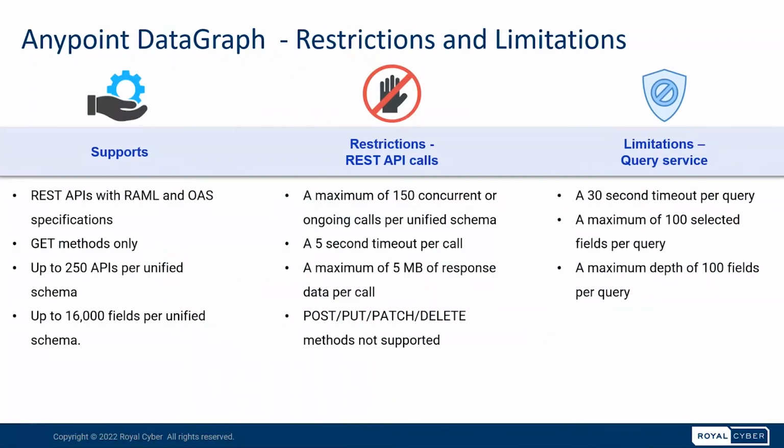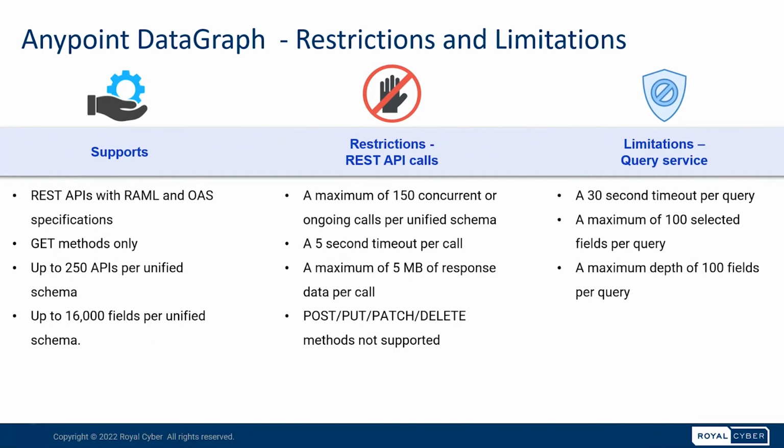There are a few restrictions and limitations to Anypoint DataGraph. It supports REST APIs with RAML and OpenAPI specifications, GET methods only, up to 250 API calls per unified schema, and up to 16,000 fields per unified schema. It restricts downstream REST API calls to a maximum of 150 concurrent or ongoing calls per unified schema, a 5-second timeout per call, and a maximum of 5 MB of response data per call. PUT, POST, PATCH, and DELETE methods are not supported.